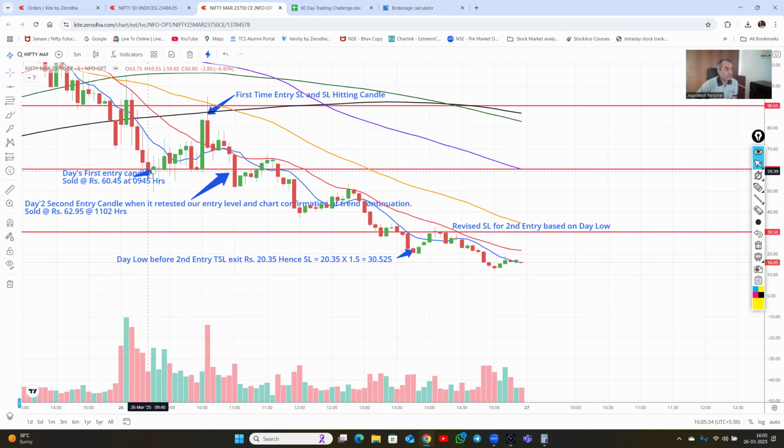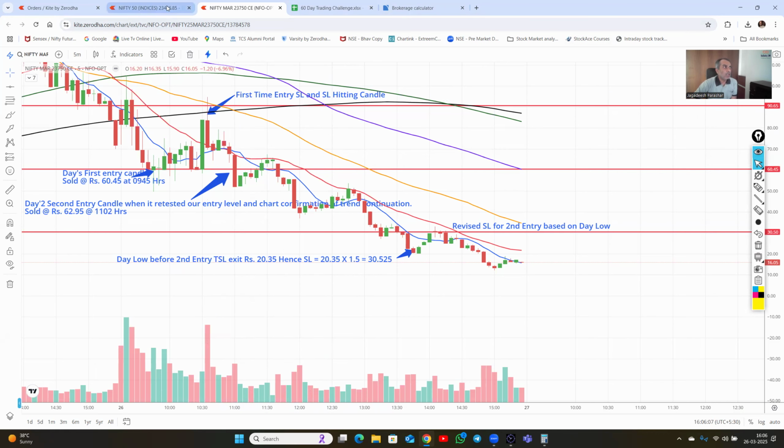As soon as we entered, it went exactly opposite to our direction. It started going up, and as you see here, there is a wick on this 5-minute candle. In the wick, it hit our stop loss and then came down again, all the way down. But anyway, first it hit our stop loss, so we lost the trade.